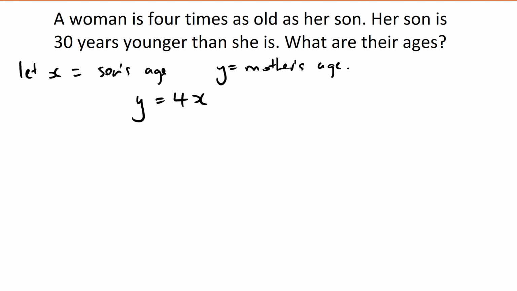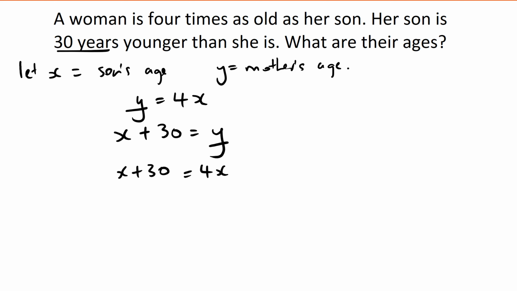Her son is 30 years younger than she is. Wait, stop. Son's age, mother's age. What do we have to do to the son's age to get the mother's age? We have to add 30. Now what have we got? Two equations that we can solve simultaneously. Substitution method. This y, that y, they are the same as each other. X plus 30 therefore is the same as 4x.